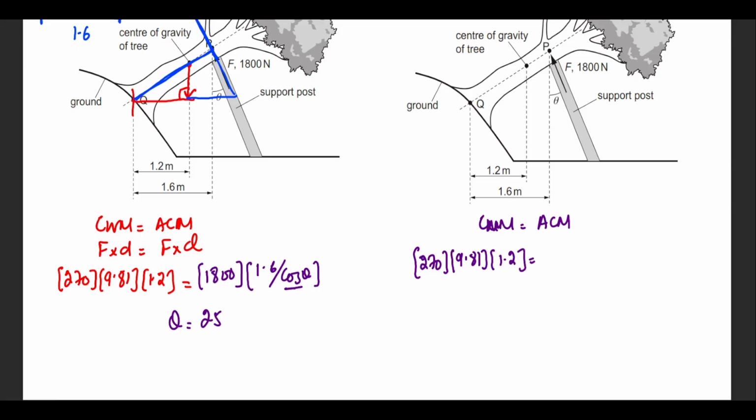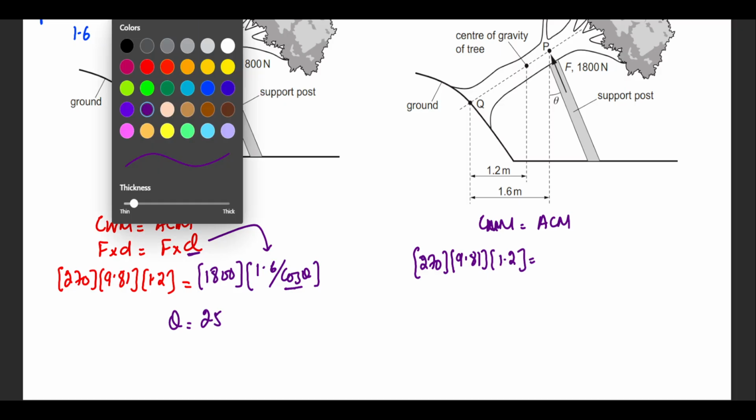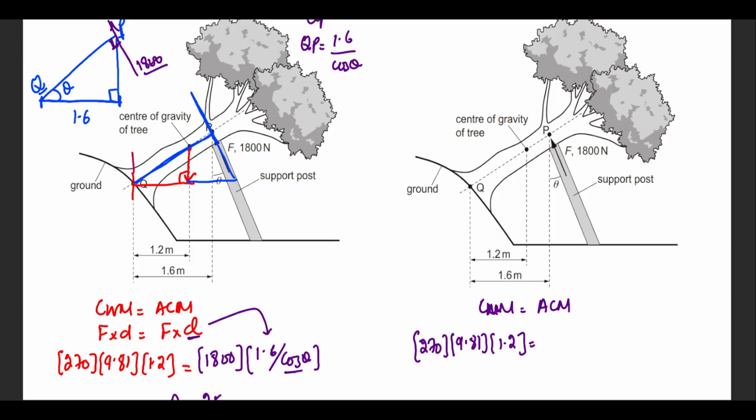This time around, we dealt with the distance being perpendicular, but what if I don't want to change the distance? I want to make sure that I do consider 1.6 as my distance. But if I want to do that, then I cannot consider 1800 directly. I need to make sure that the component of force is also in the same direction with the component of distance to make an angle of 90 degrees. I need to make sure of that.